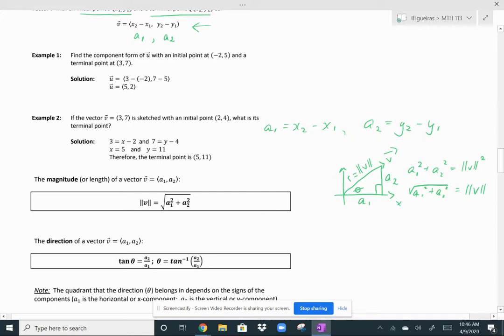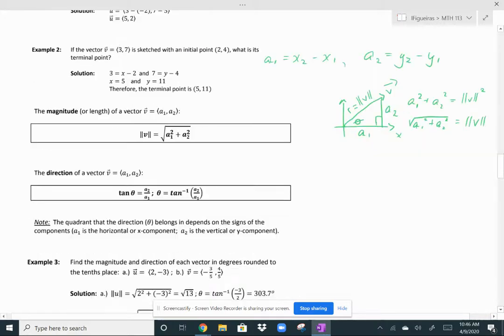And so if you know components a sub 1 and a sub 2, then the appropriate trig function to use would be tangent, because tangent is opposite over adjacent. And so opposite of theta is a sub 2, adjacent of theta is a sub 1. But again, the direction means that you're solving for the angle, and so your theta would be tan inverse of a sub 2 over a sub 1.